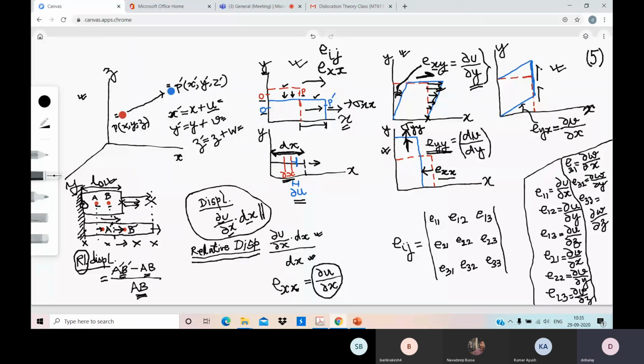Come to the final picture. Here I have applied a shear in this way, and it has led to a displacement which we write as EYX, because the displacement is happening along the direction Y, but it is proportional to the direction X.